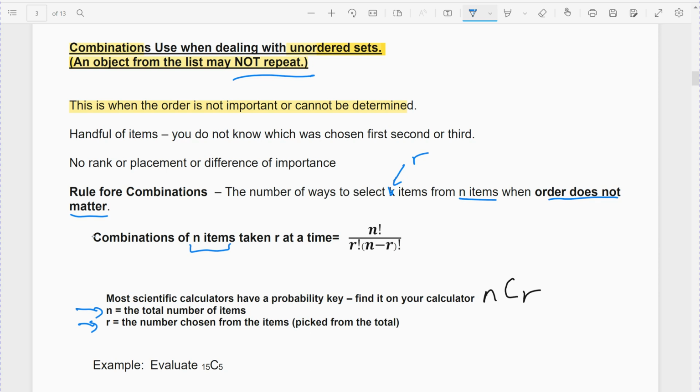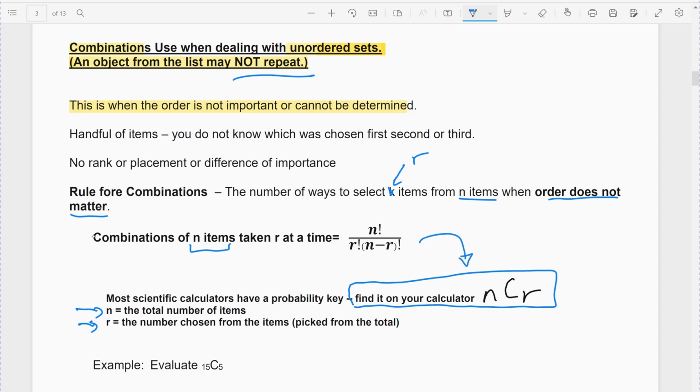All right, so you'll notice the formula is very simple, but there is a slight difference. There's an extra value in front. That extra value in front takes away the reordering. So again, it's N factorial, the total group factorial, but in the bottom there are 2 numbers. There's the number of items that we're picking, R factorial, and then N minus R factorial. This is the formula.